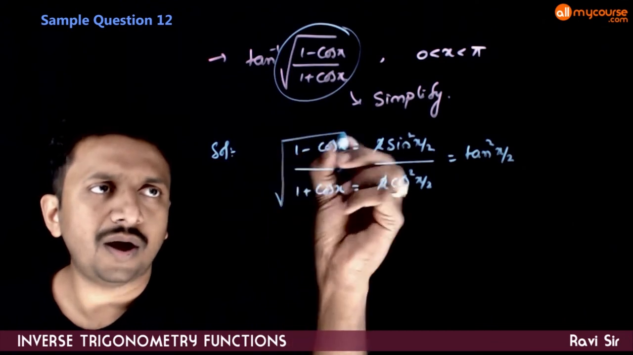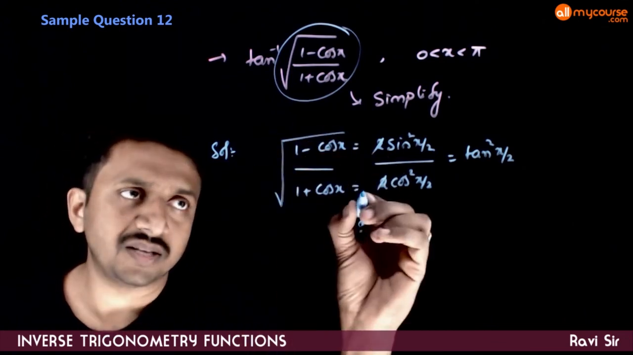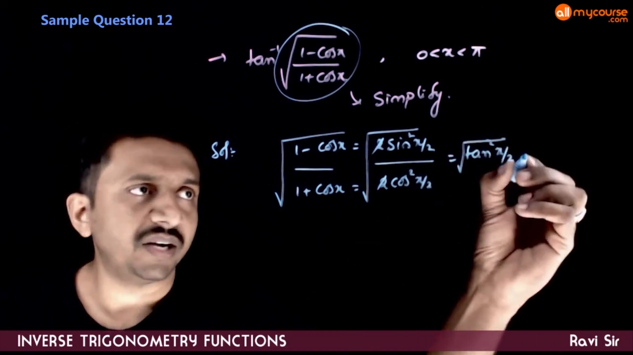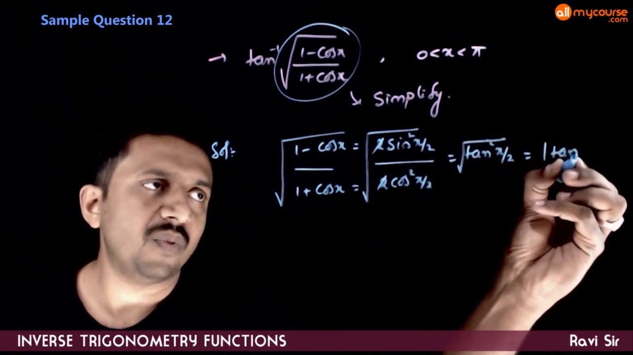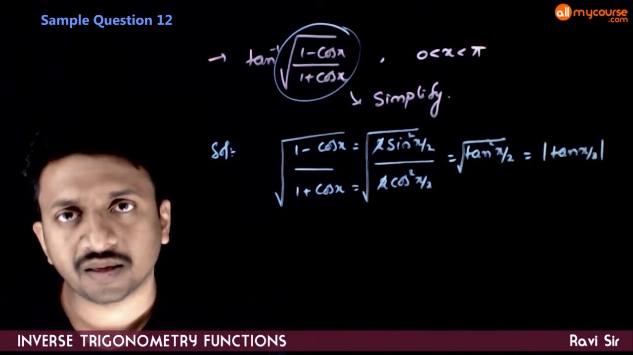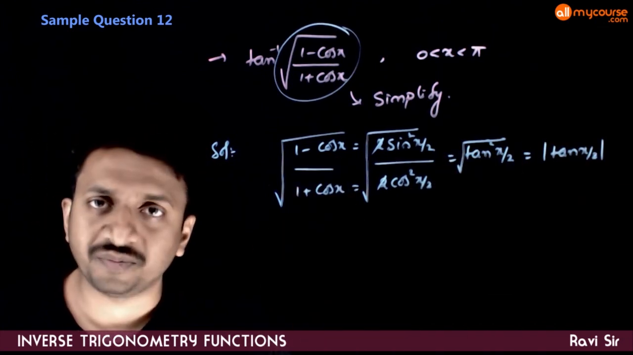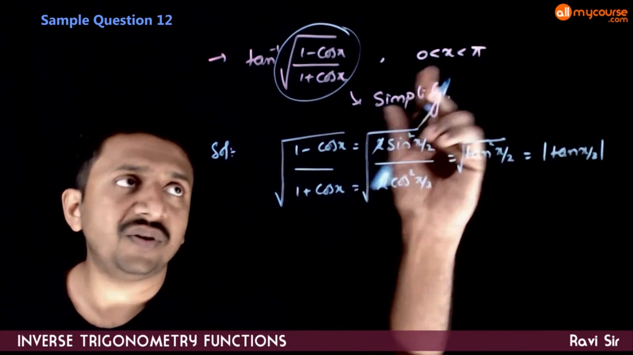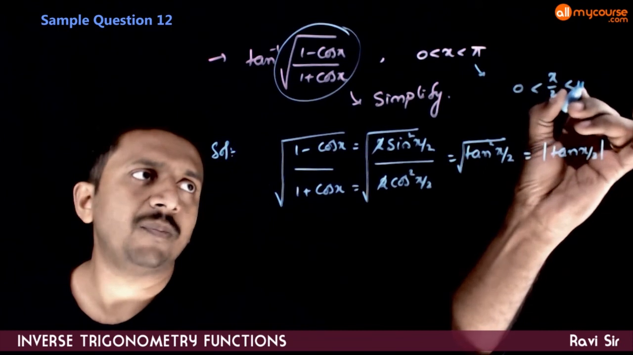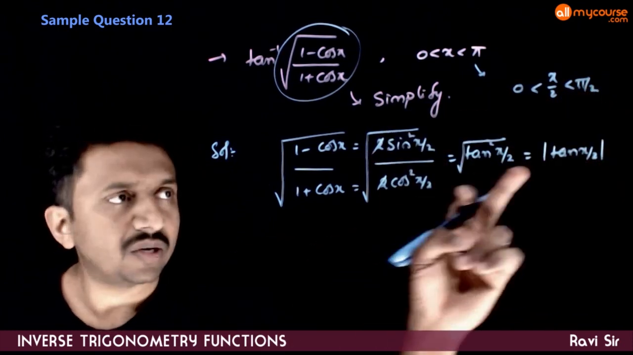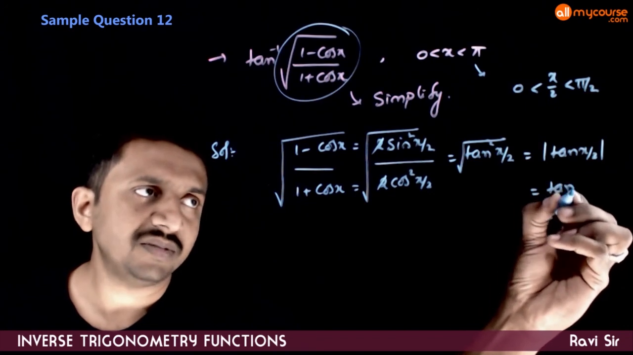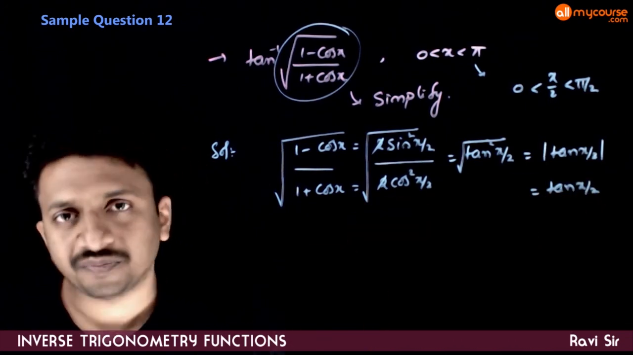So root of 1 minus cos x by 1 plus cos x is equal to root of tan square x by 2, which is equal to mod of tan x by 2. And x is in between 0 to pi. So x by 2 is in between 0 and pi by 2. So tan x by 2 is positive. So mod tan x by 2 becomes tan x by 2.